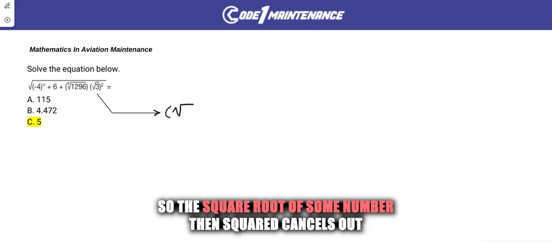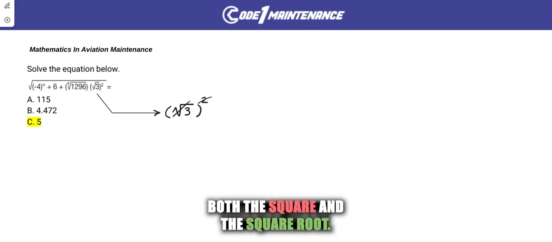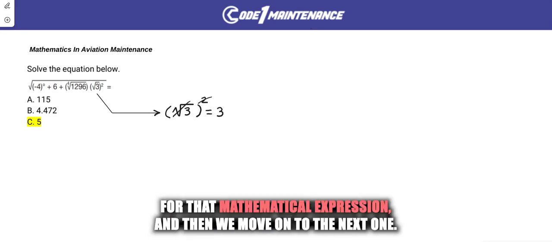So the square root of some number then squared cancels out both the square and the square root. So we're left with 3 for that mathematical expression. And then we move on to the next one.